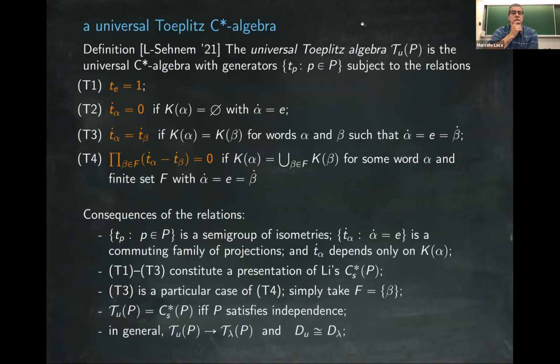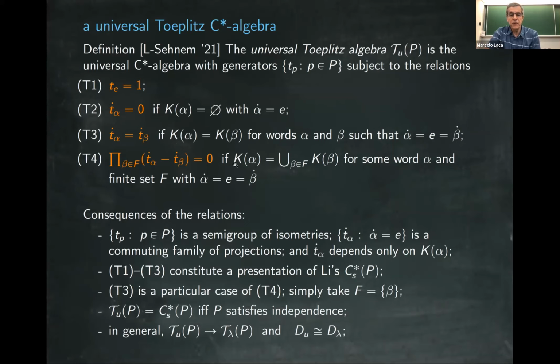So we define a universal Toeplitz algebra that takes care of this condition of failure of independence. So what we do is we take elements T_α. We don't impose any algebraic relations on the elements, except to say that the identity is mapped to 1. T dot α is 0 if K_α is empty for a neutral word α. So if a word α gives you the empty constructible right ideal, then its T dot has to be 0. If two words give you the same constructible right ideal, then their T dot α's have to be the same. Those alternating products with T star and T have to be the same.